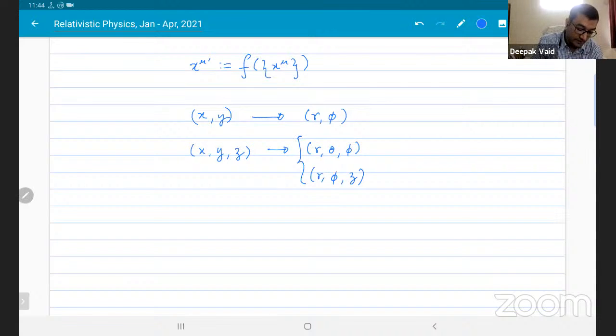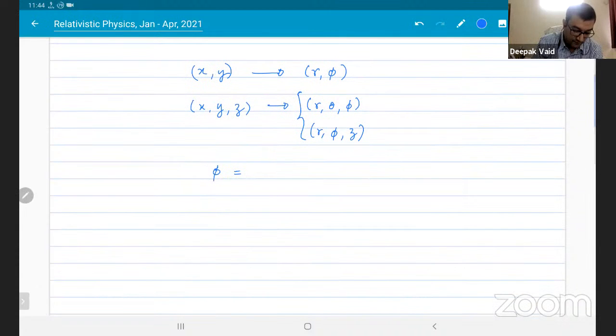But these transformations are not necessarily linear. These are not linear transformations. So as an example, if you were going to spherical coordinates, your phi would be something like this: tan inverse of root of x square plus y square over z, right? And so this is obviously not a linear transformation.